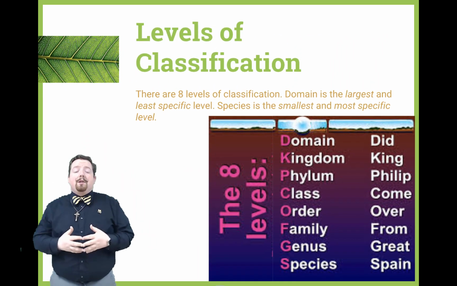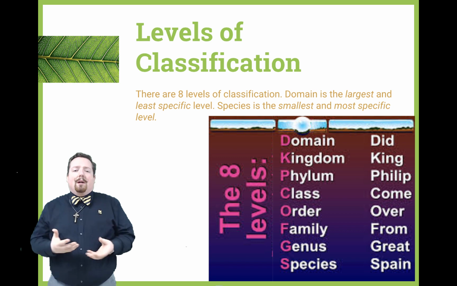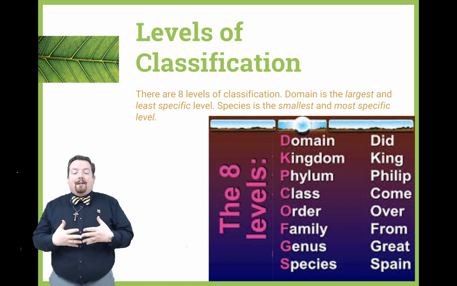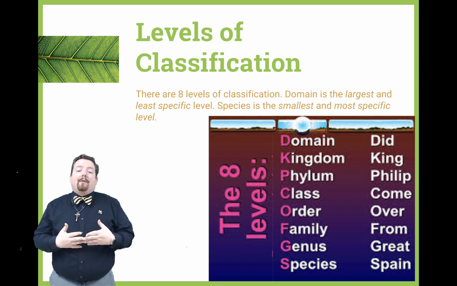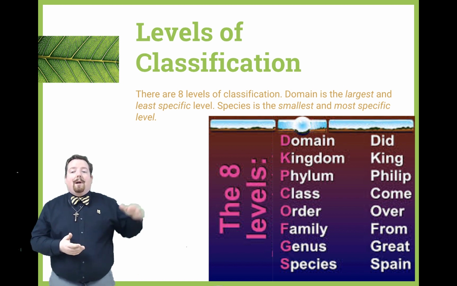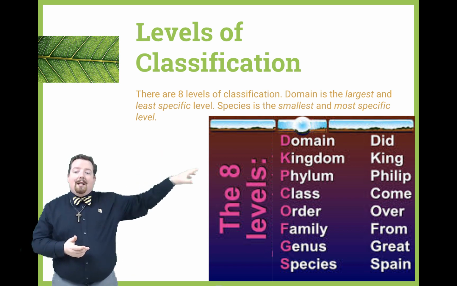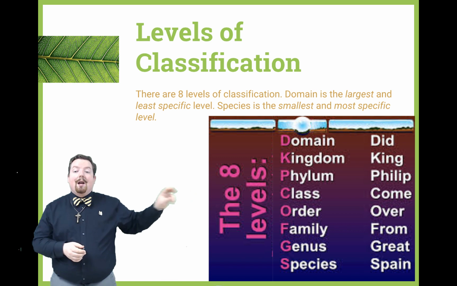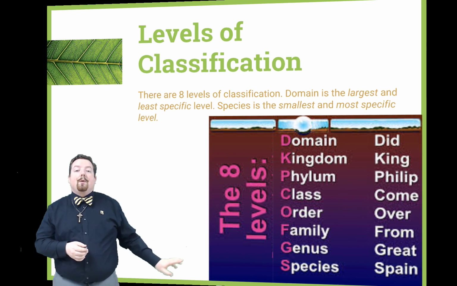There are a handful of mnemonic devices that you can use to memorize the order of the levels of classification. My favorite is Did King Philip Come Over from Great Spain? So Did stands for domain, King stands for kingdom, Philip stands for phylum, Come stands for class, Over stands for order, From is for family, Great is for genus, and Spain is for species.